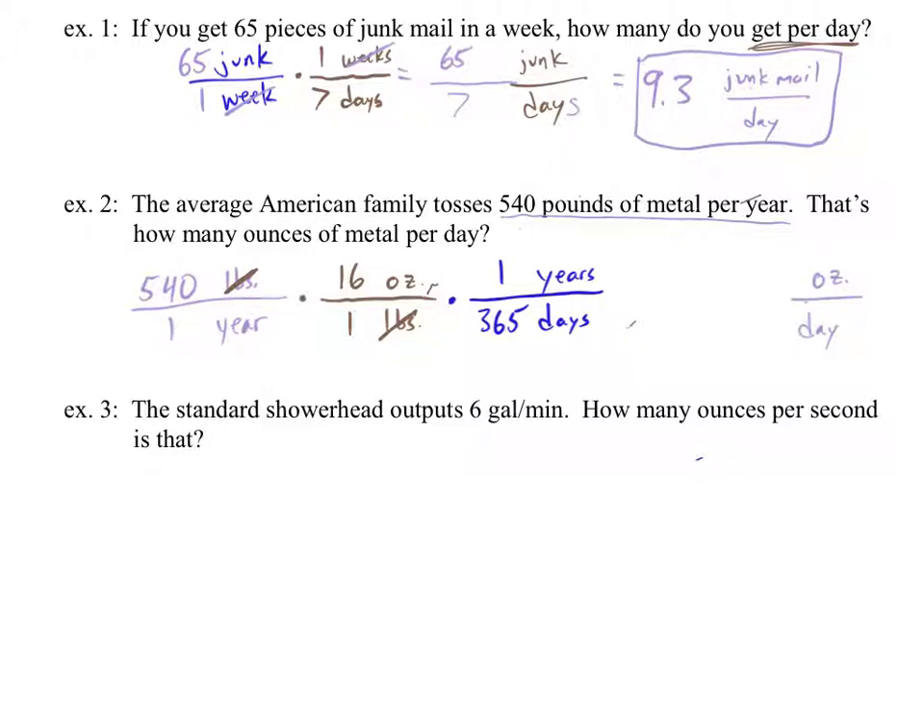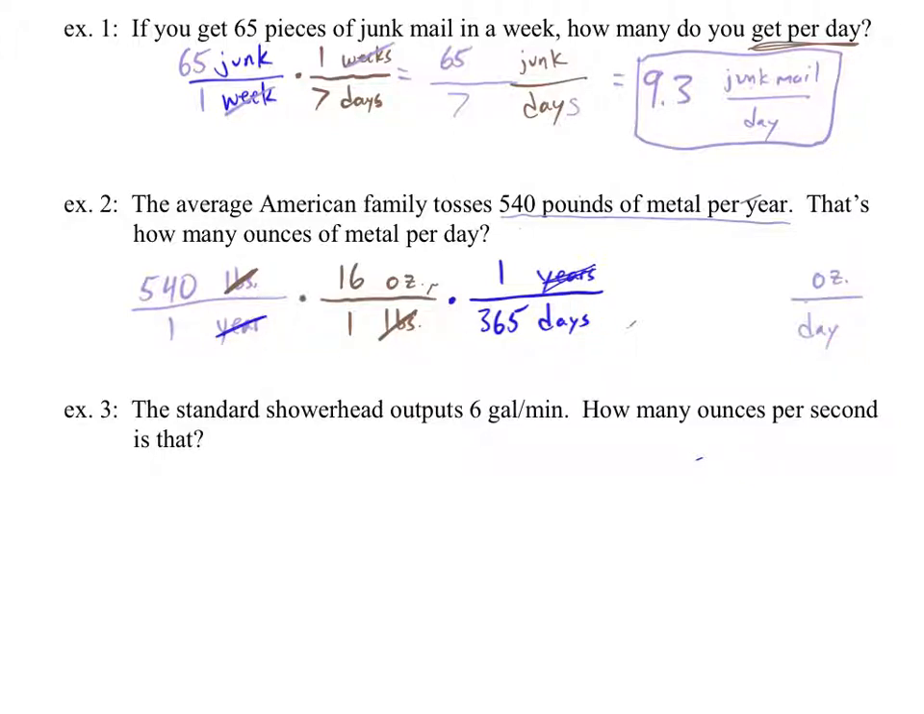So next step, the reason we put years on top was because now this year's denominator cancels with this year's numerator. And if you look, the only units in the numerator are ounces, which is what we wanted. Only units in the denominator are days, which is what we wanted.